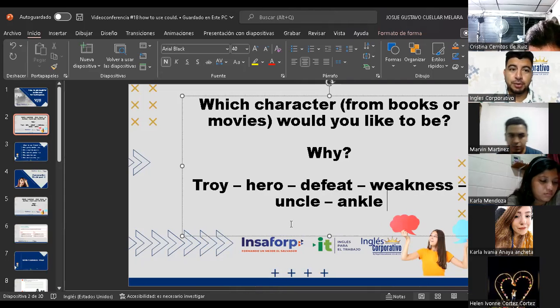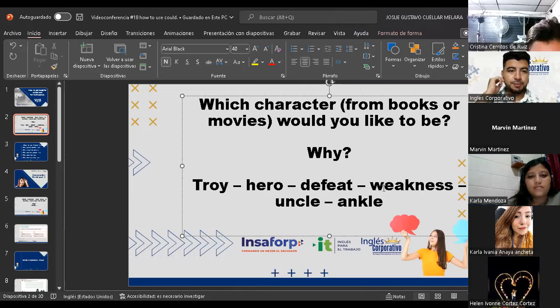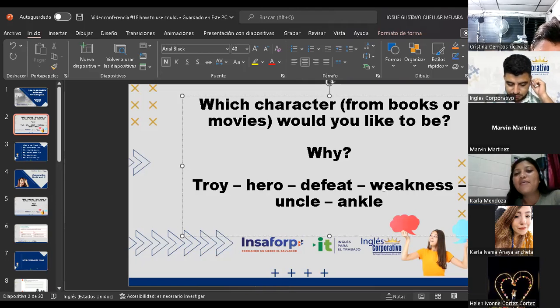That's a really good book and a really good movie. Thank you, Marvin. Here we have also Carly and then Christy. Okay, Carly. Tell us about your character. Okay, teacher, I would like to be the invisible woman to go unnoticed when there are problems and to be able to go to places that are difficult to go normally. Yes, and that's really good.